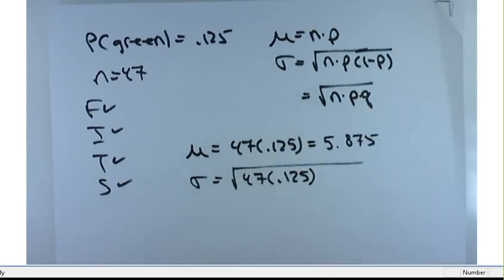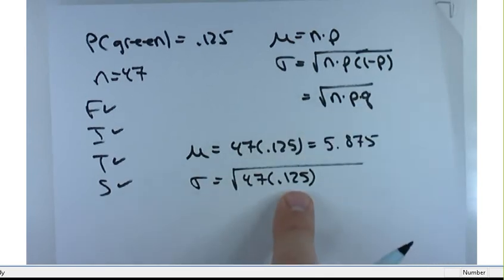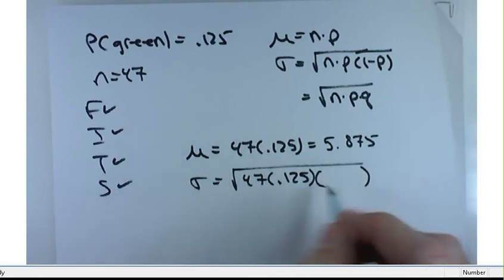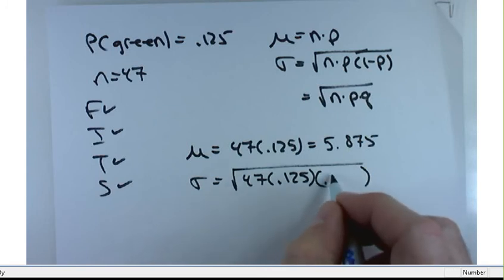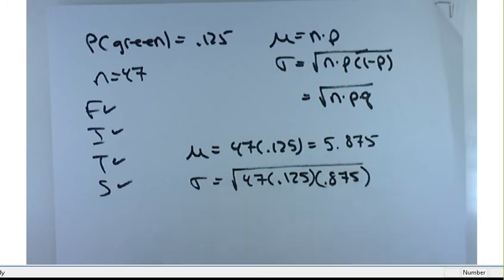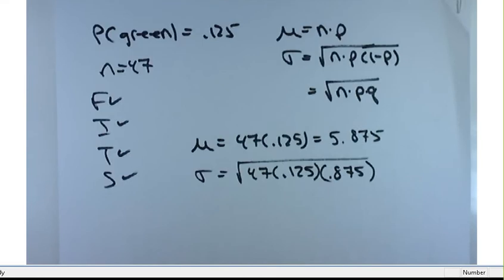Well, if the probability of getting a green one is 1 in 8, or 0.125, what's the probability of not getting a green one? 7 in 8. And 7 in 8 has the decimal of 0.875. So let's figure out the standard deviation there.